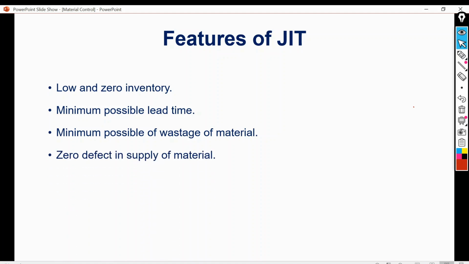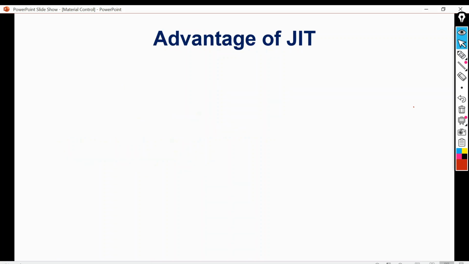Zero defect in supply of material. Under just in time we have no time to inspect the material and reject or accept it, hence it is the responsibility of the supplier to supply such material with zero defect.